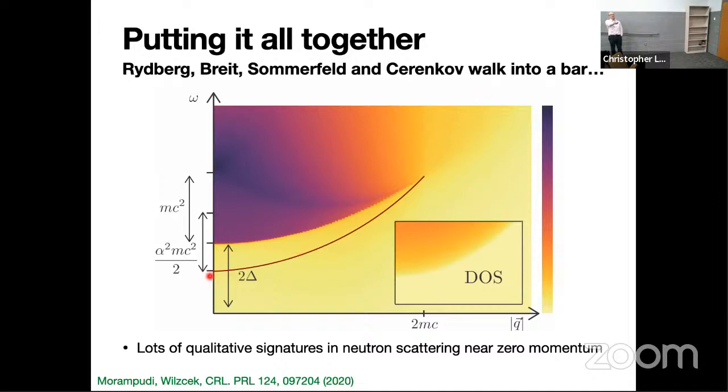Down here at Q equals 0, you potentially have Rydberg bound states. You have a much harder turn on up here, which has to do with that Sommerfeld enhancement. And as you go to finite momentum, this all essentially goes away in a way that you can compute as it goes into that Cherenkov threshold. Okay, so there's a lot more structure that you can look for in the neutron scattering data, actually.